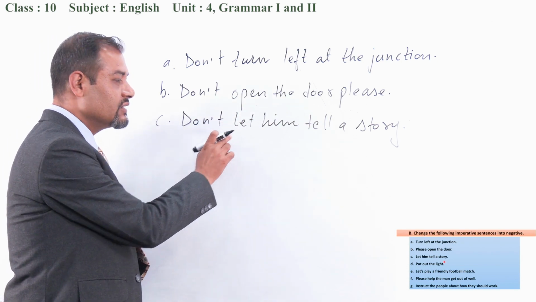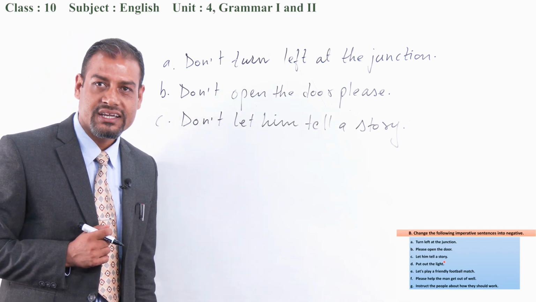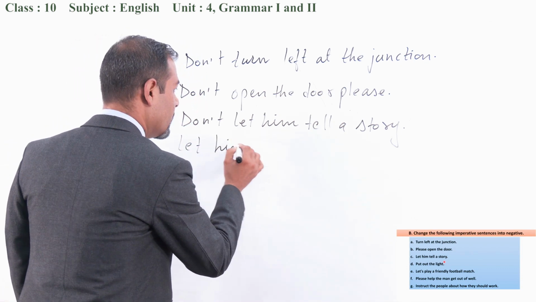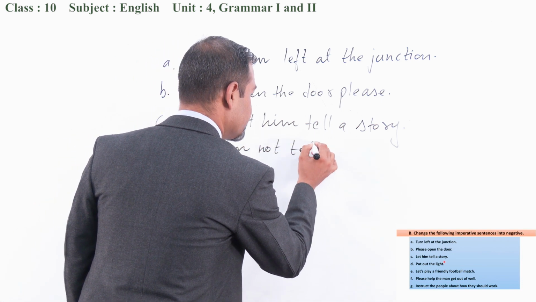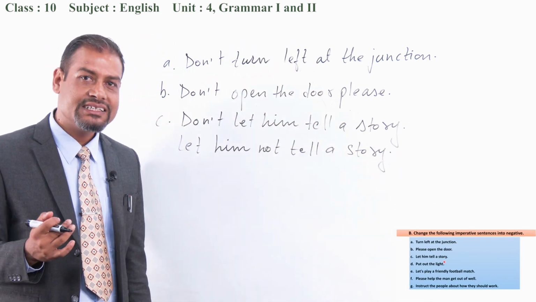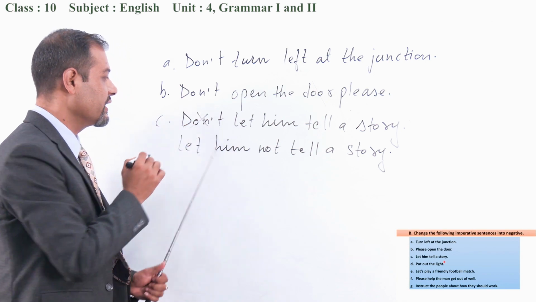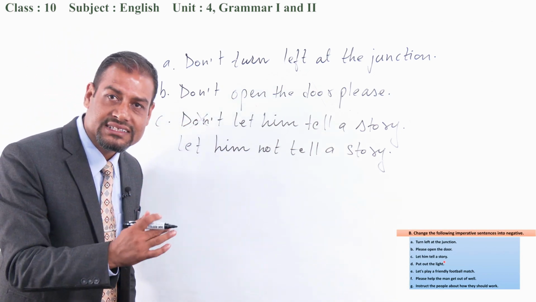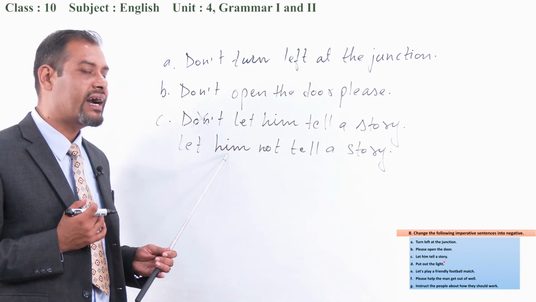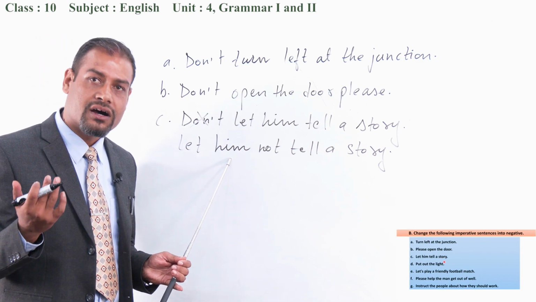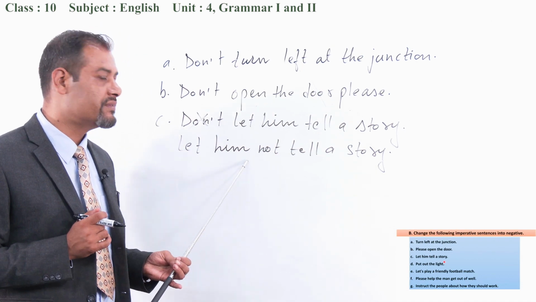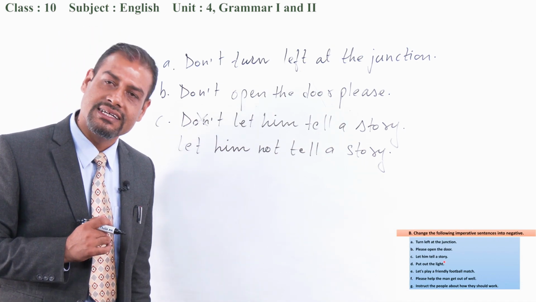So, when there is let, we should not use don't in the beginning, okay? So, instead of this one, it should be let him not tell a story. See, if there is let, then we should not use don't in the beginning of the sentence while changing an imperative sentence into negative. Instead, we have to use not after the subject, or you can say object, okay. Let him not tell a story. This is the right negative form of the imperative sentence using let. Is it clear to you?